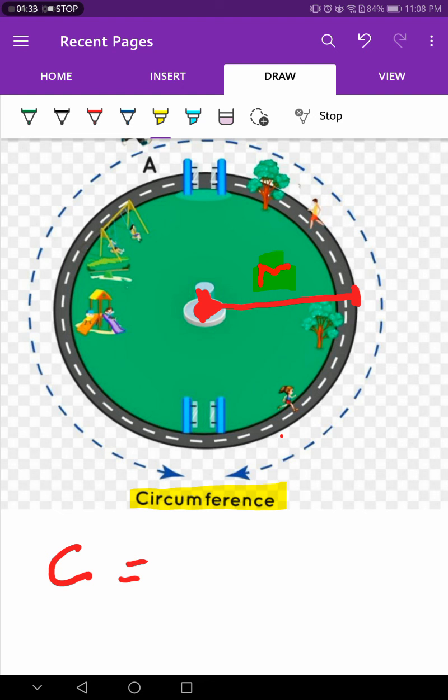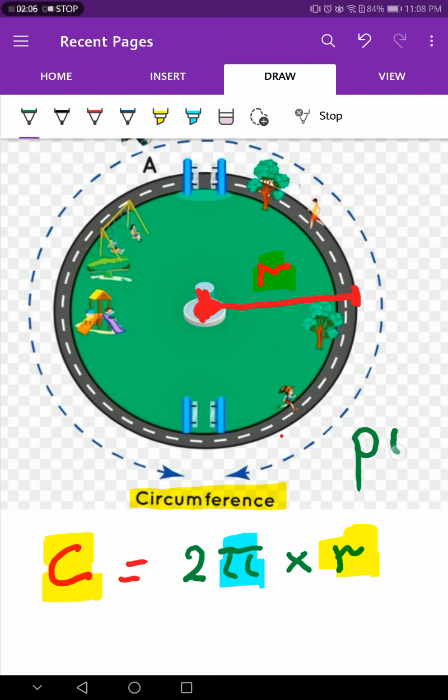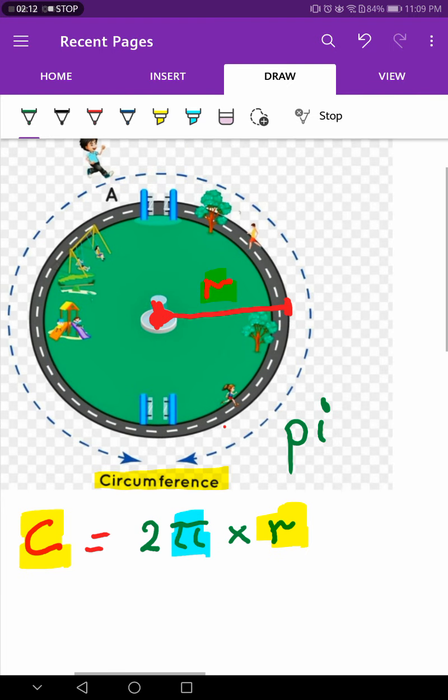To find the circumference, you need to multiply a constant, 2 pi, by r. Teacher, we know the r, which is the radius, and we know the C, which is the circumference. But what about this guy? This is called pi, and it is a number. I told you before, it is 3.14.